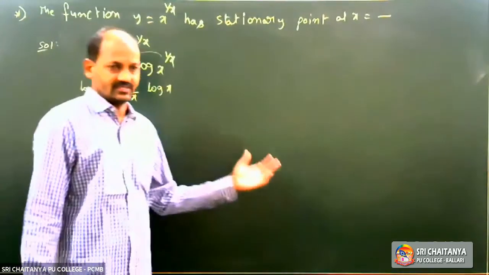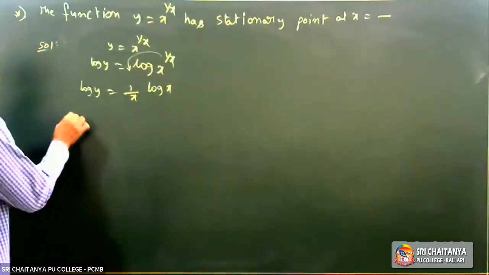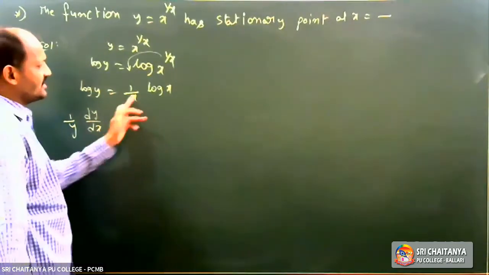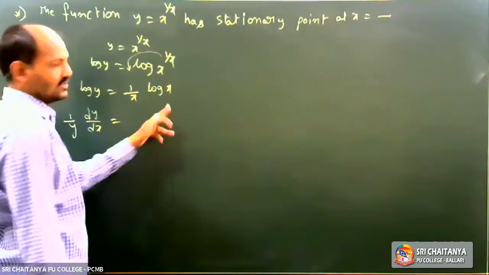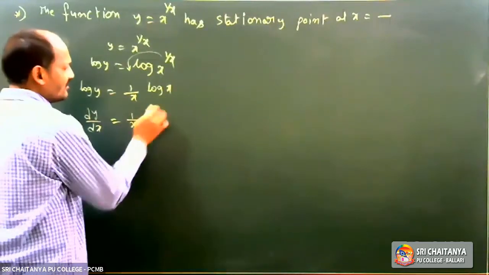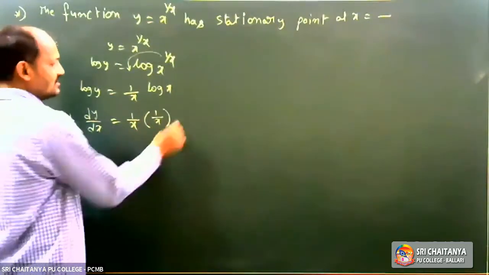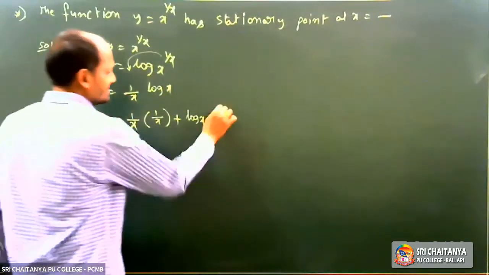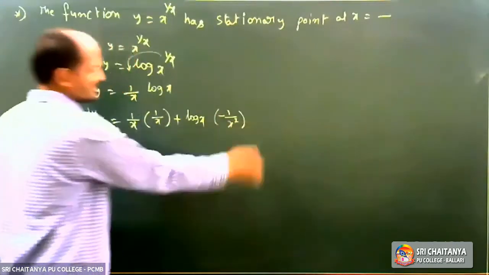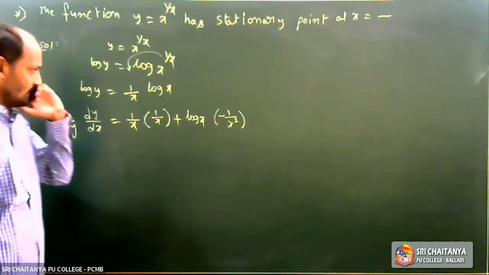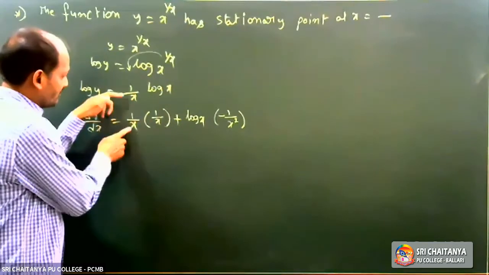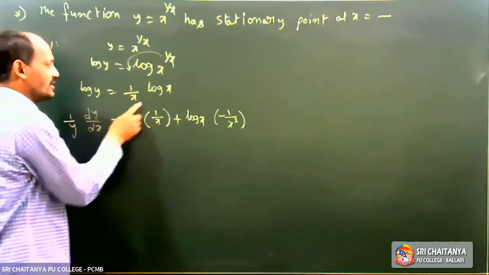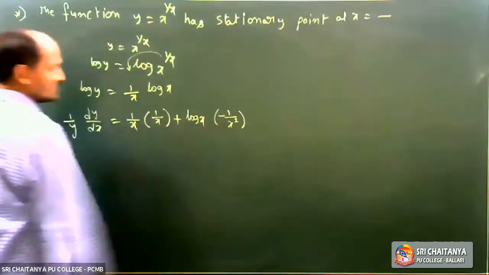Then apply differentiation. What is the derivative of log y? 1 by y dy by dx. Now the right side is a derivative of uv form: 1 by x into derivative of log x, plus log x into derivative of 1 by x, that is minus 1 by x square.